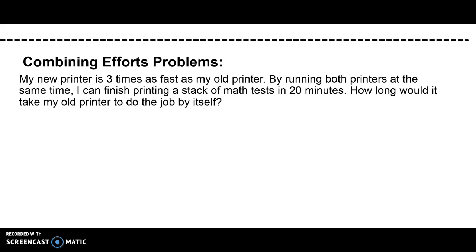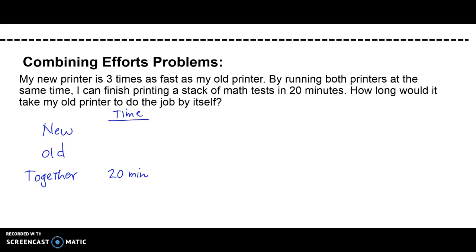Here we have two printers, both trying to print out a stack of tests altogether. So there's this new printer that's fast, there's an old printer that's slow, and then there's what happens when they work together. One of those three times we have a precise number for. We know that when they work together, they get the whole job done in 20 minutes. What we don't know is how long each one takes by itself.